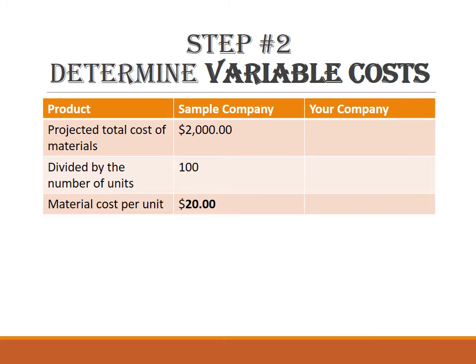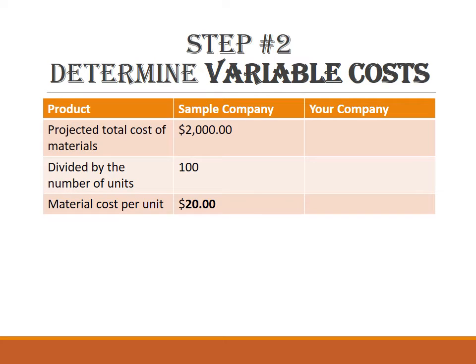Now the next thing is step 2, we're going to be determining the variable cost. To determine the variable cost, you're going to be looking at the projected total cost of materials, which is $2,000. We have set out a projected cost of $2,000 and divide it by the number of units that you're expecting to make. If we say that we're going to be making 100 units of the product and we project the cost to be $2,000 in total, it means that the material cost per unit is $20, because $2,000 divided by 100 gives you 20.